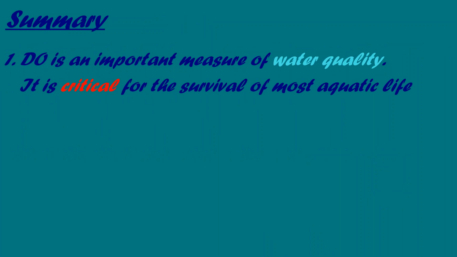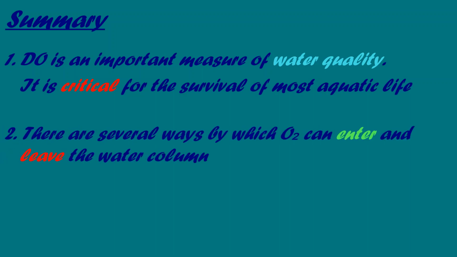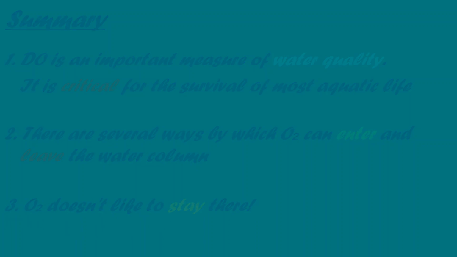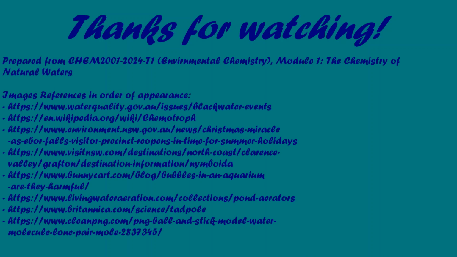In short, dissolved oxygen is an important measure for water quality due to how critical it is for the survival of complex aerobic aquatic life. There are several ways for it to enter and leave the water column, and surprisingly, O2 doesn't seem to want to stay in the water column, and it doesn't take much for it to leave if the water conditions don't meet its standards. That was a little summary of O2 and its relationship with water quality.